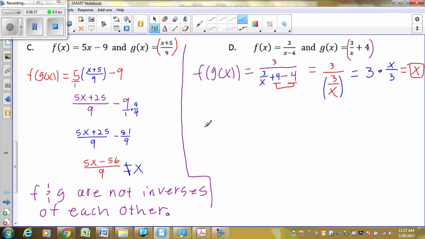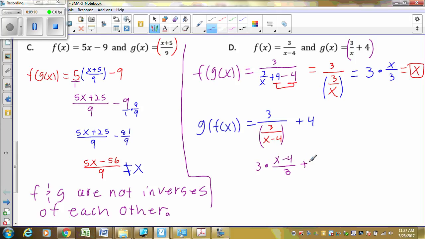All right, now let's approach it from the other way. So now we're going to do g of f of x. Okay, so this time we're substituting this in down here. So let's see, we're going to do 3 over, and then we're going to have 3 over x minus 4. Let's see, go back to my blue. Then we get a plus 4 over here. Okay, so we're going to have to do the same thing I did up above with this first fraction right here. So this is going to become 3 times x minus 4 all over 3. And then you have your plus 4 right here.